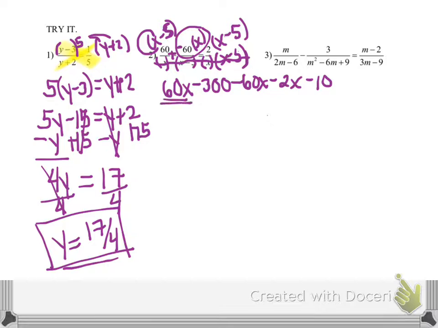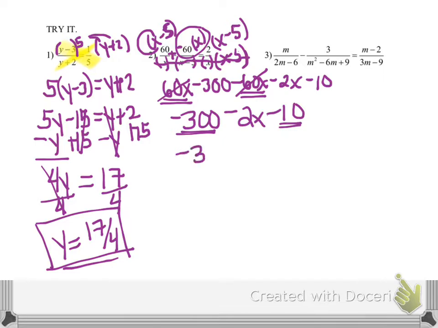Now combine like terms. So on this side, the 60x's cancel, and I'm just left with negative 300. Oops, not equals, minus 2x minus 10. So now I still have these two that need to be combined. I guess I could have done that in one step, but negative 310.